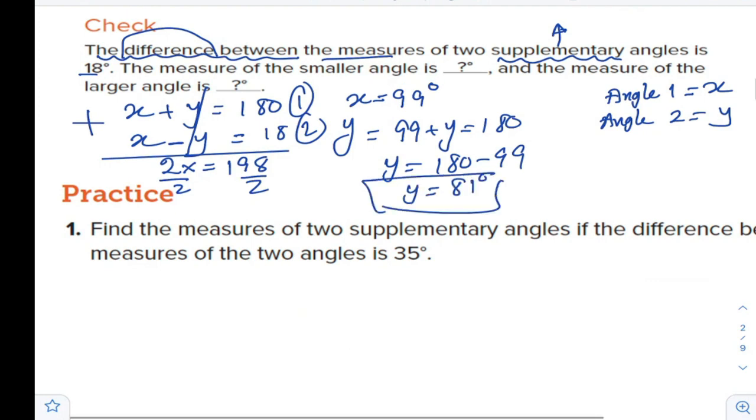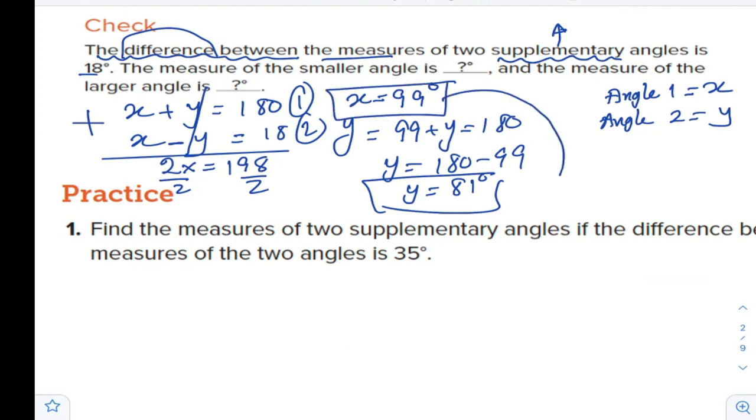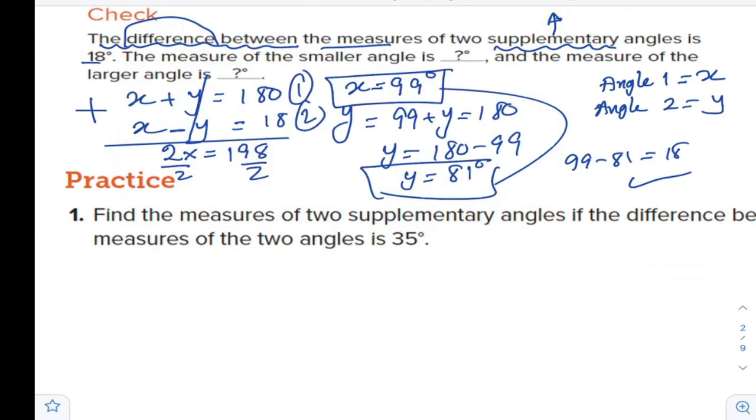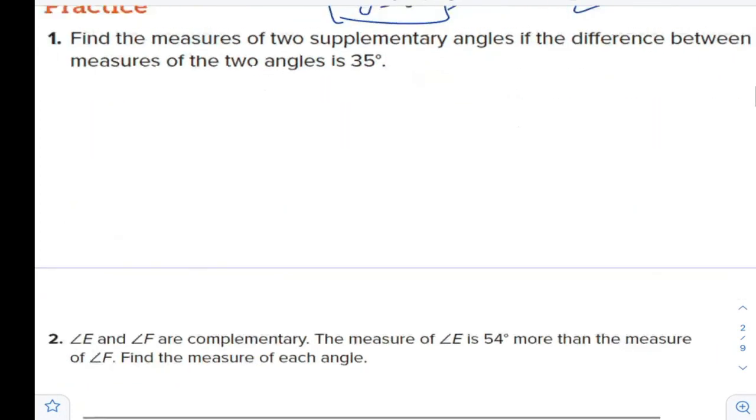Let's check our solution. Does it make sense or not? If you add them, it will lead up to 180, yes. If you subtract them, meaning 99 minus 81, it will lead to 18, yes. So yes, they are the correct angles. This is how we solve in general any exercise. Let's go to the practice now.